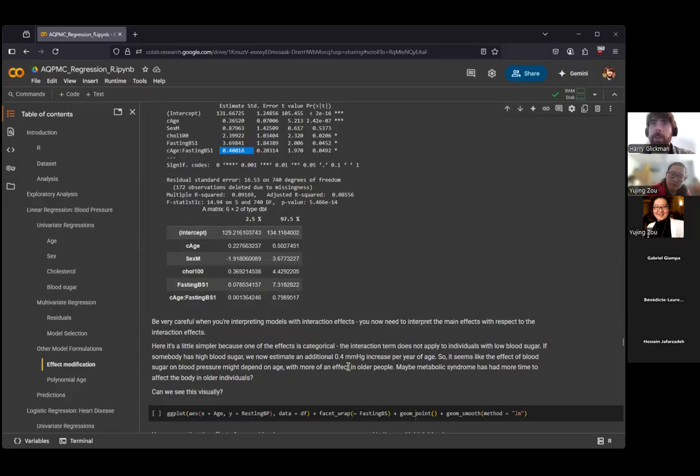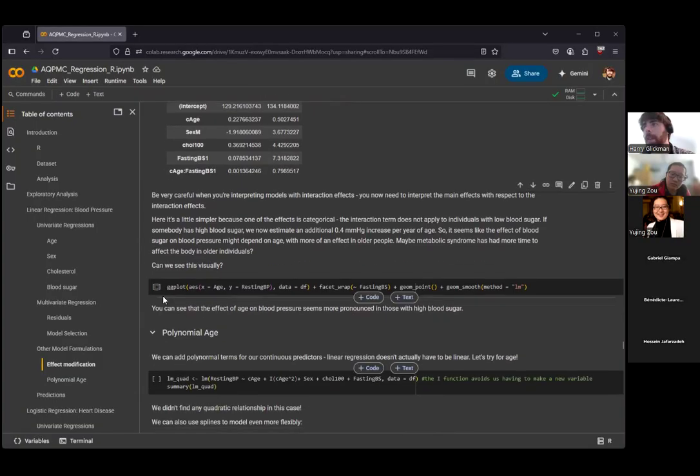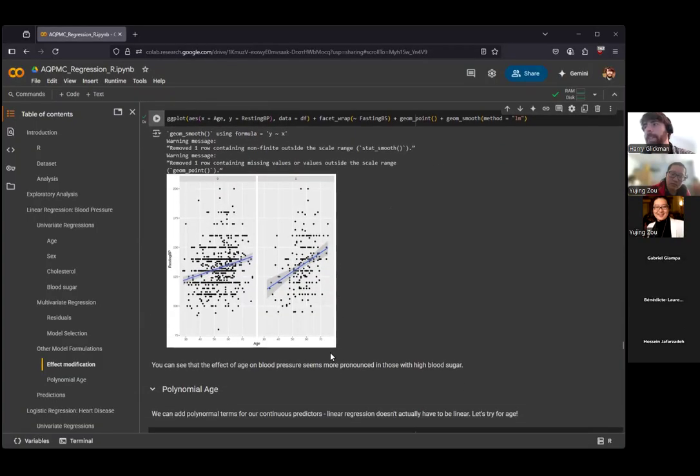And there's more of an effect in older people, or more of an effect in people that have high blood sugar. So, maybe if we're trying to put this in some sort of clinical interpretation, we can say that maybe metabolic syndrome has more time to affect the body in older individuals. And if you want to see what this looks like graphically, the people that have high blood sugar have a higher slope of the interaction of the effect of age on blood pressure than the people that have a low blood sugar. So this is what we're talking about.